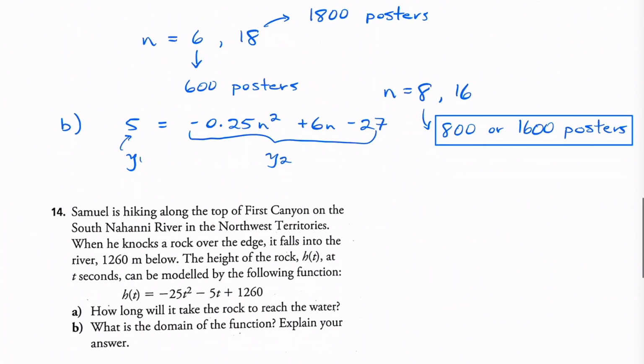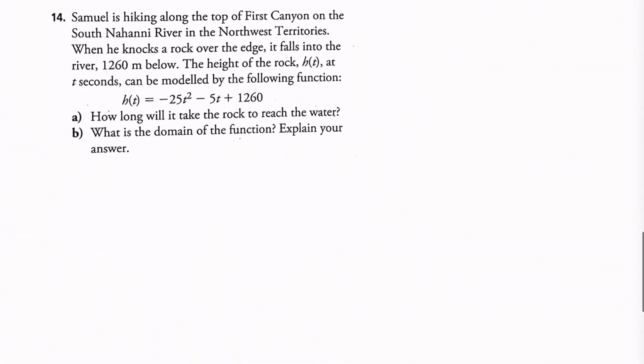On to the last question here now. So number 14, it says Samuel's hiking along the top of First Canyon on the South Nahanni River in the Northwest Territories. When he knocks a rock over the edge, it falls into the river 1,260 meters below. The height of the rock, h(t), at t seconds can be modeled by, and then again we're given the function. So for part A, it says how long will it take the rock to reach the water?